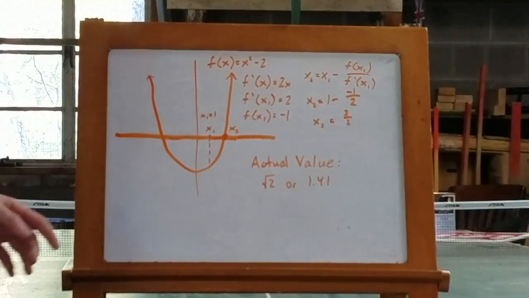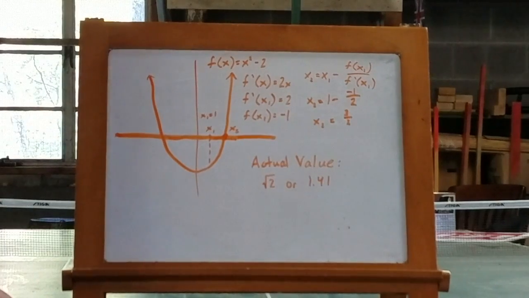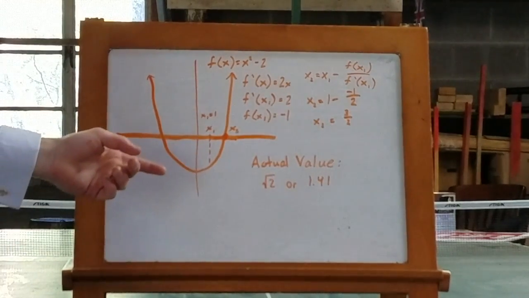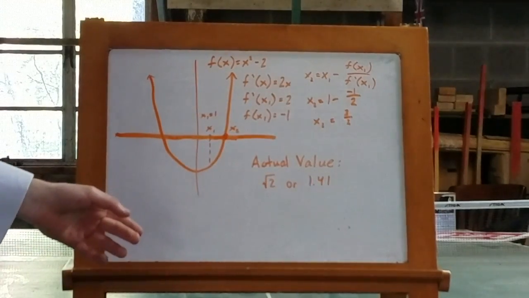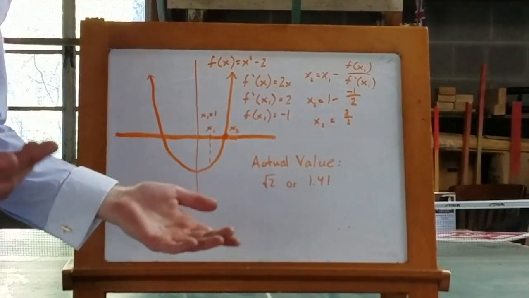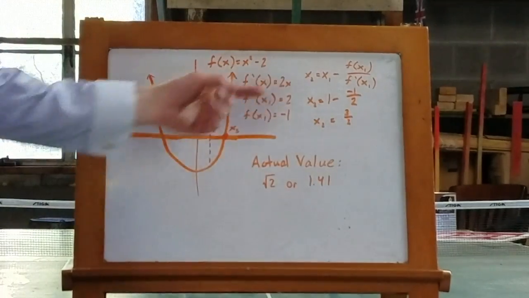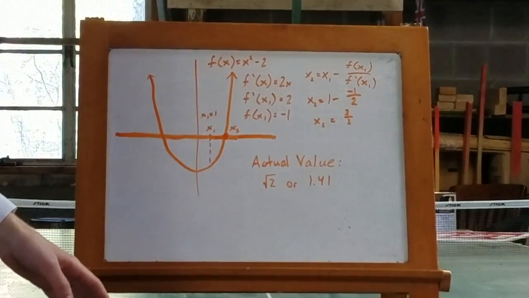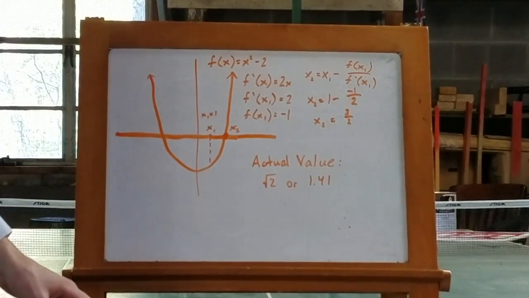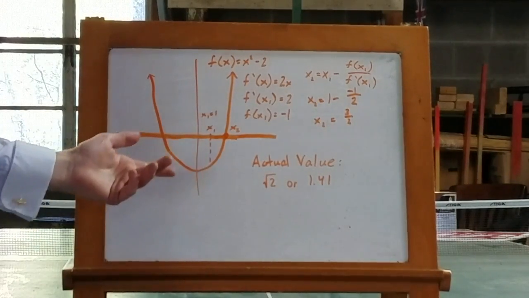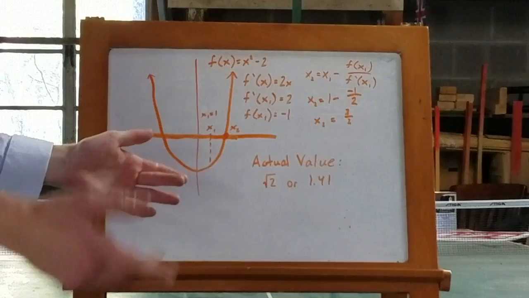Now we see here f of x is equal to x squared minus 2. Now if we want to find the value of x2, we can use Newton's method, which the equation, come on kids, we already learned the equation. x2 is equal to x1, a value close to x2, minus f of x1 over f prime of x1. Now, of course, we know that x1 is equal to 1, just given with the problem.